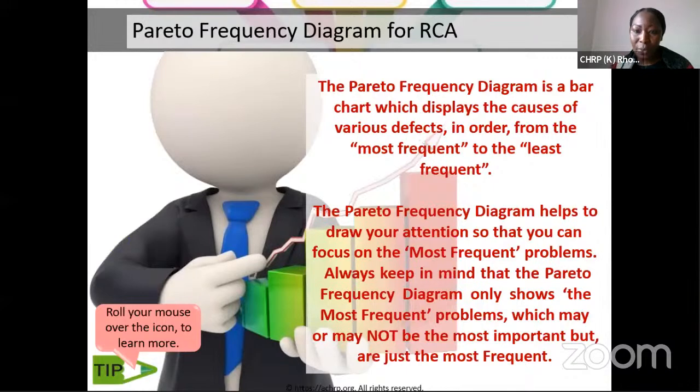So we say a Pareto frequency diagram helps to draw your attention, so that you can focus on the most frequent problems. Always keep in mind that Pareto frequency diagrams always show the most frequent problems, which may or may not be the most important, but are just the most frequent. The other factor you need to consider: something may be more frequent, but it doesn't have a lot of impact. It could be happening very frequently, but the impact is very minimal.